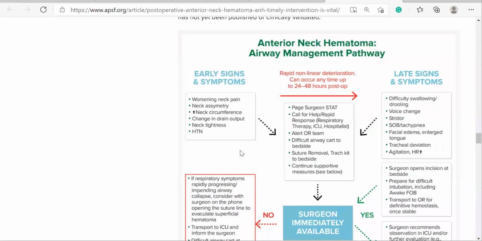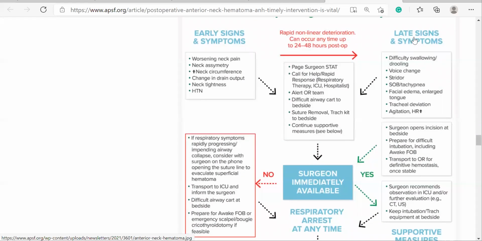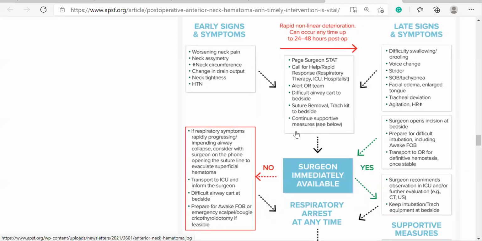So the basic thing that I want you to remember is that if you find late signs and symptoms, which means the patient is at increased risk of going into respiratory arrest, that patient should have removal of the suture immediately at the bedside. But if you still have some time, the patient is not that bad, meaning no stridor, nothing like that, but only the early signs and symptoms, send the patient to the OT.